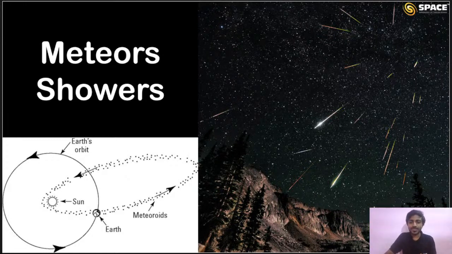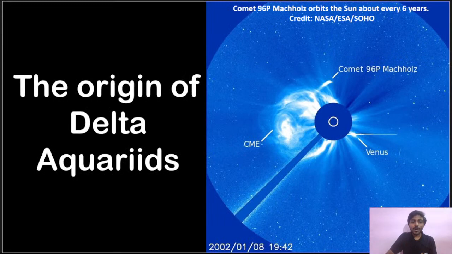One of these we are going to discuss today, and its name, as I said earlier, is Delta Aquarid. Okay, so let's discuss more about Delta Aquarids. Let's focus more on Delta Aquarids themselves and find out the origin of Delta Aquarids. So we know that meteor showers are caused by meteoroids, and meteoroids are created by the breakup of comets. When comets break into different parts, we get meteoroids.